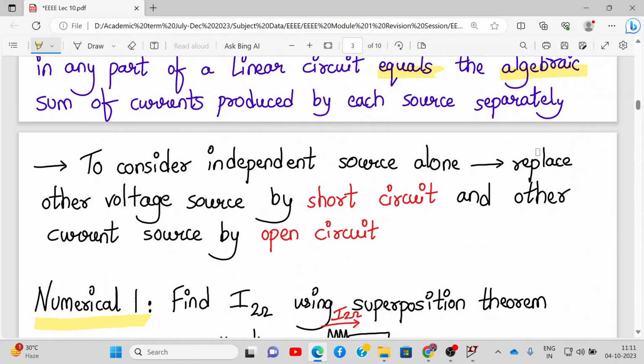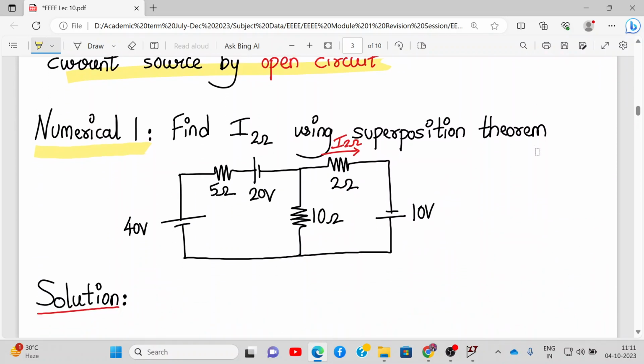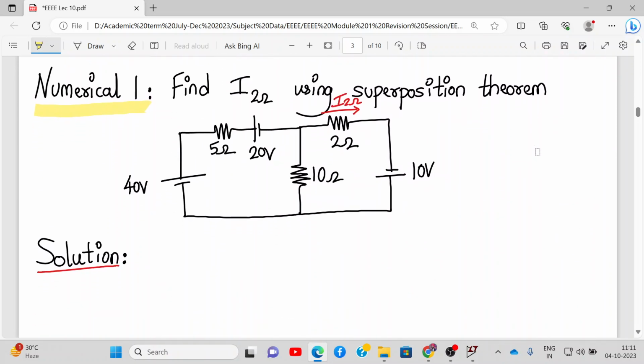So to consider an independent source alone, we replace the voltage source with a short circuit and the current source with an open circuit. Let me explain with an example, so then you will understand it thoroughly. Let's take the example of numerical number 1. We need to find the current through the 2 ohm resistance using superposition theorem. How many sources do we have over here? We have a 40 volt voltage source, a 20 volt voltage source and a 10 volt voltage source.